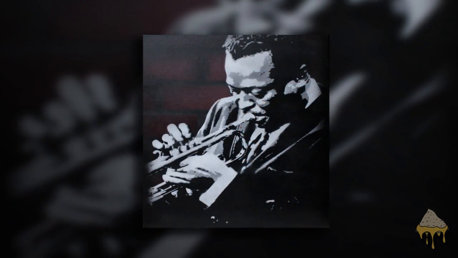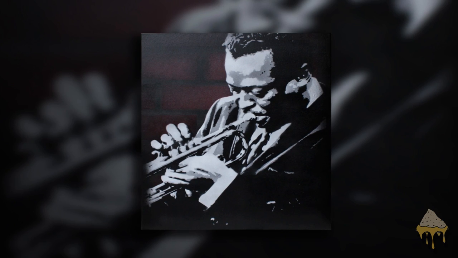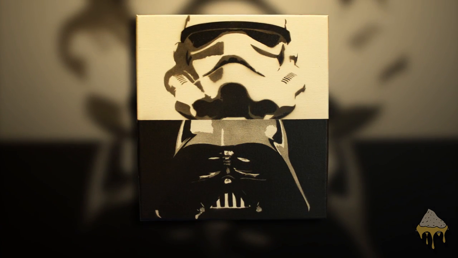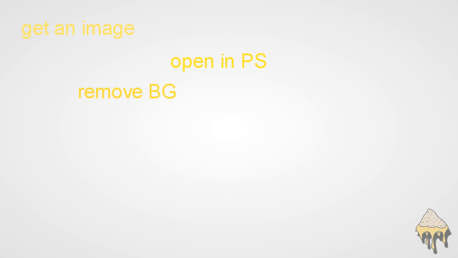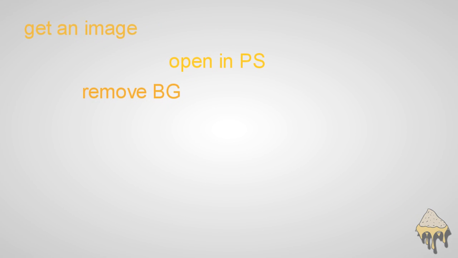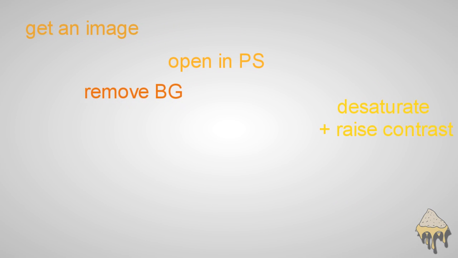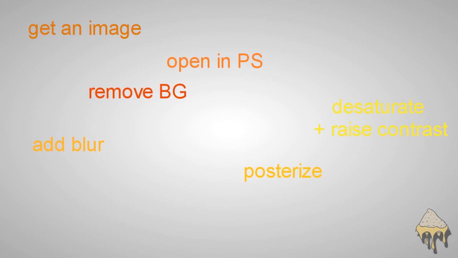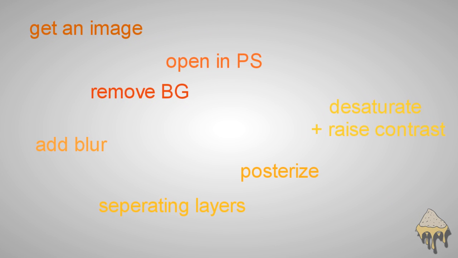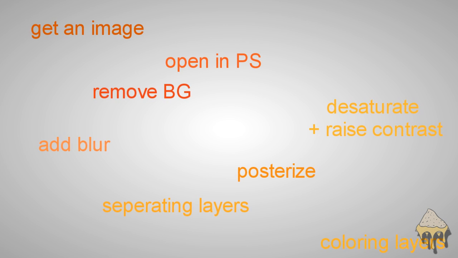So, I have a little list drawn out. First you want to get your image, then you're going to open it in Photoshop, then the next step would be removing your foreground from your background, so basically just taking out the background, then adding contrast and desaturating your image. Adding a blur to it, posterizing it, separating your layers, and then individually coloring your layers.